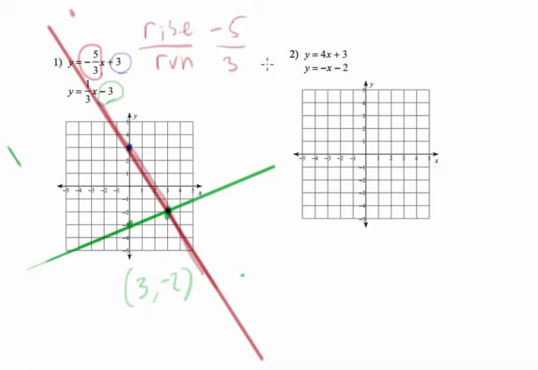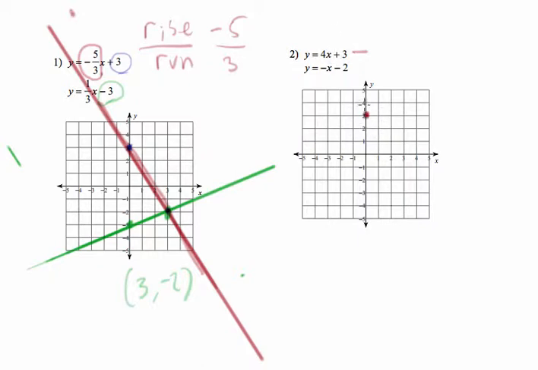For the next one, same process. This time I'll just make this line red and the other line blue. So I notice my y-intercept is at 3, because the number without the x is 3. So I'm going to find the number 3 right here. And my slope here is 4.